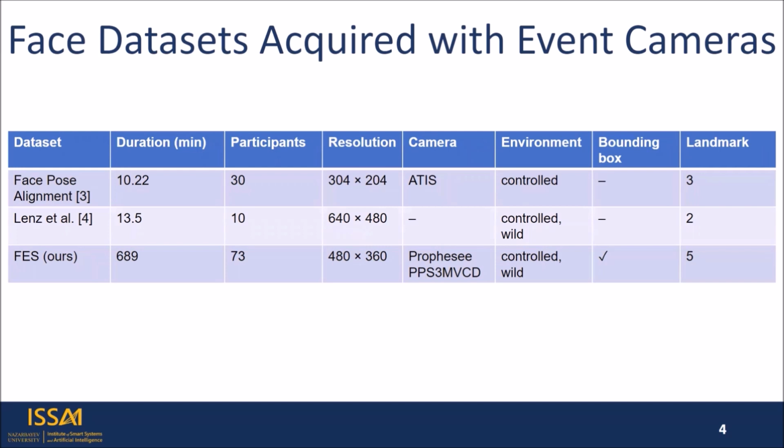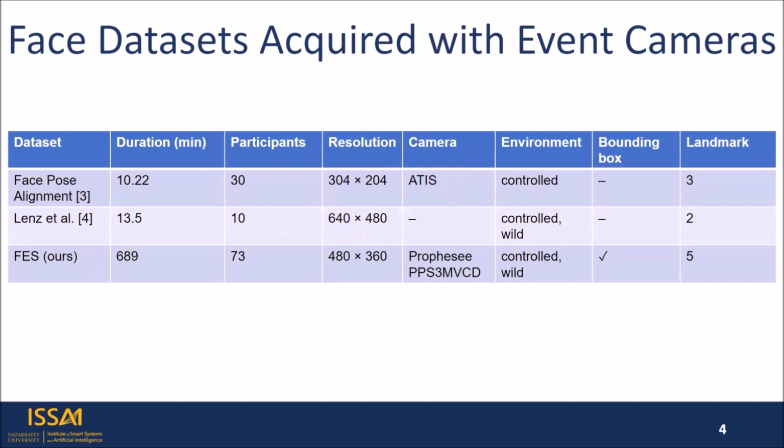And here we showed, to the best of our knowledge, the two datasets. The first dataset is the face pose alignments, and the next dataset is from the paper Lens et al. And here we can see that there is a small number of participants and also a small duration. And also there are no bounding box annotations. And the last is our dataset, FES.